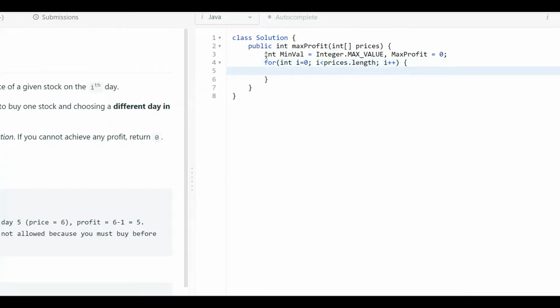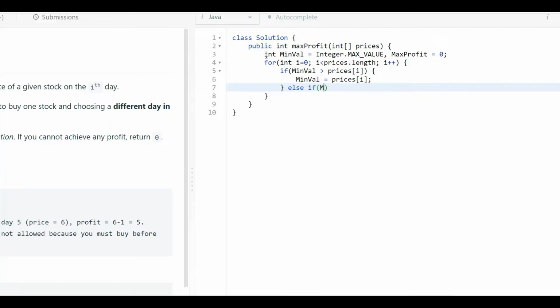Now the first thing we have to check is if our minVal is greater than our current value, the value at the present index, prices of i. Then we have to update our minVal. So our minVal will now be prices of i. But if this is not the situation, that is, our minVal is not greater, then we have to check if we are generating more profit.